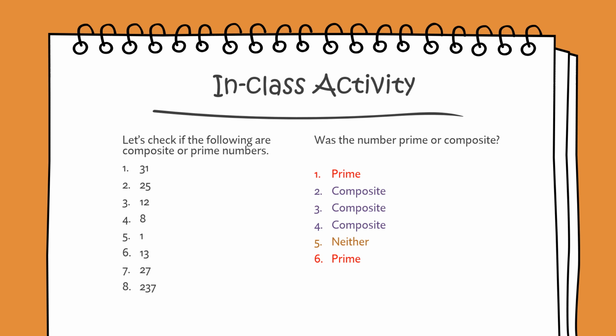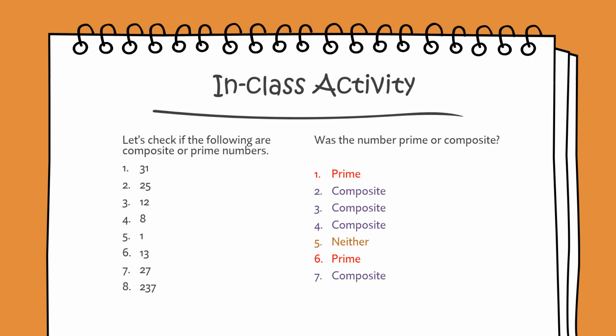Looking at 27, it's not an even number. It's not ending in 5, but if we do the threes test on it, 2 plus 7 equals 9, or if we do 27 divided by 3, we get 9. And so we know that this number is a composite number because it's divisible by 3.